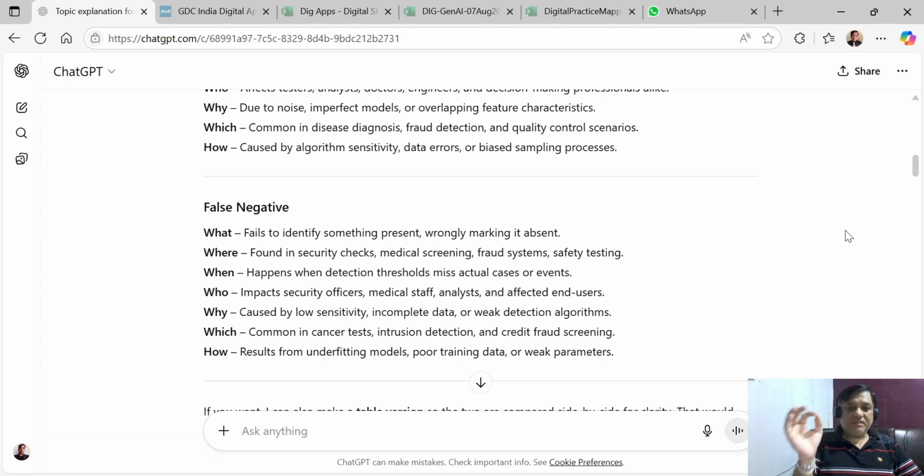And how does it happen? It is the result of underfitting models, as I told you, poor training data, or weak parameters. So we have to take care of false positives also and false negatives also.